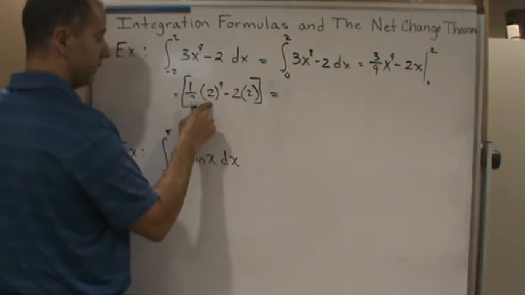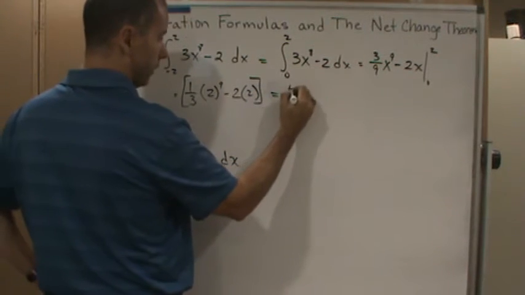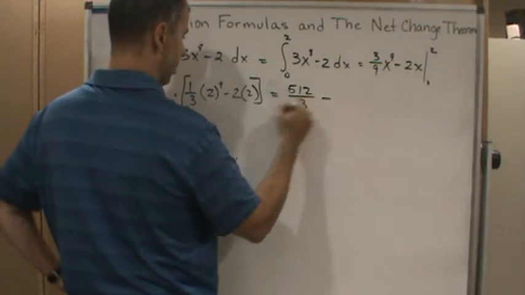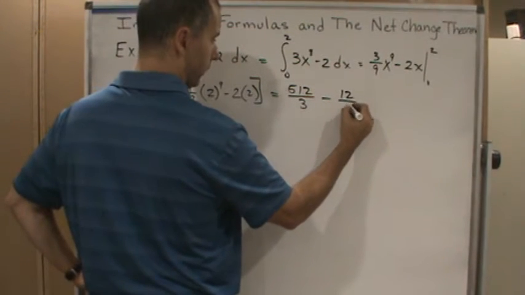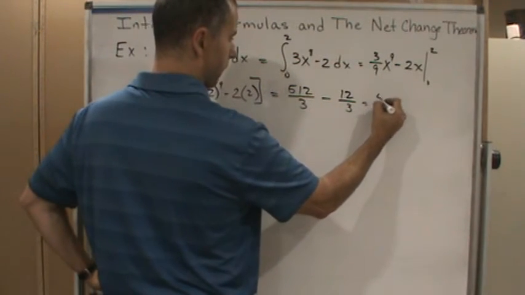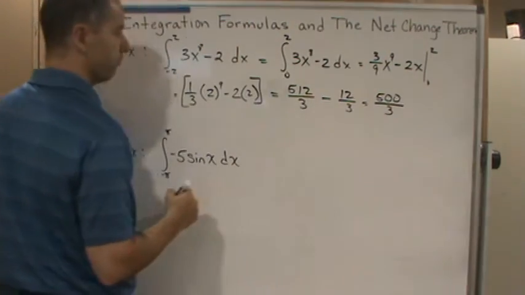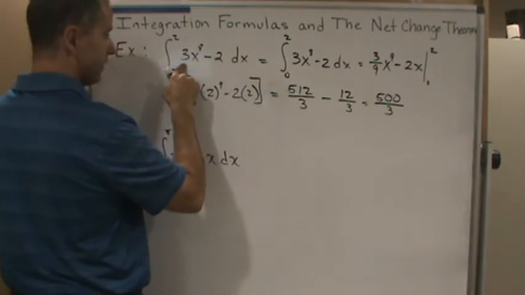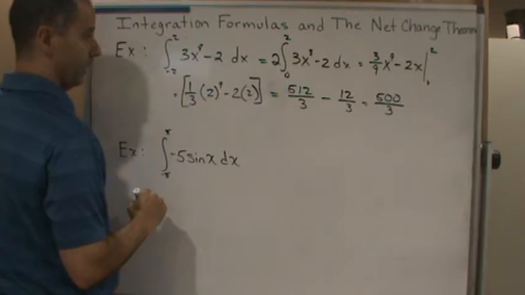And so now, what do I get? Here, 2 to the 9th is going to be 512, so I get 512 over 3 minus 4, which is the same as 12 over 3, which gives me 500 over 3. Now, the thing is that this is not equal to the original integral unless I put a 2 out here.